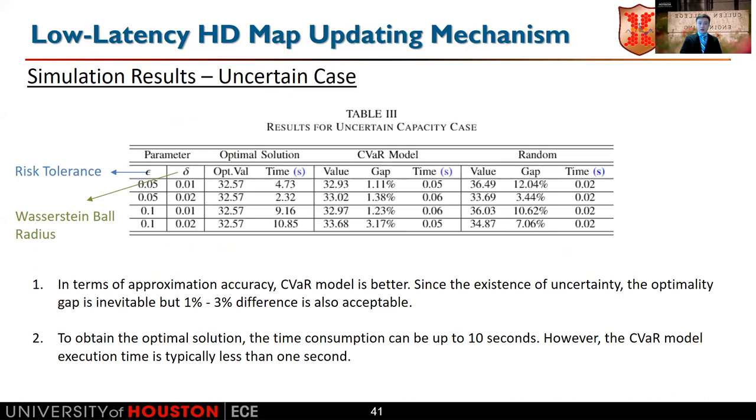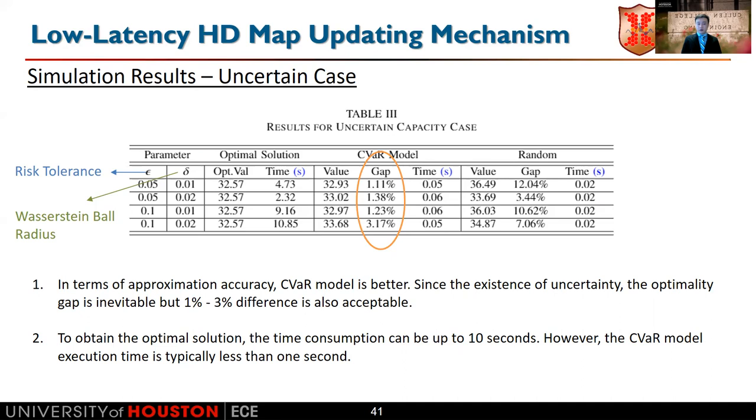And the second one is the simulation result for the uncertain case. Firstly, we can see there is a gap between the optimal solution and the proposed CVaR-based model solution, or approximation. This is because of the uncertainty of the available edge computing capacity. Since the uncertainty exists here, there is a gap, and the optimality gap is about 1% to 3%, which is not very big and is acceptable here.